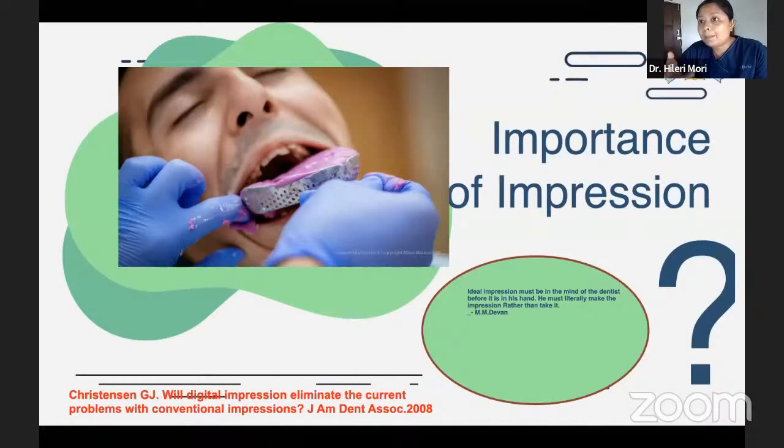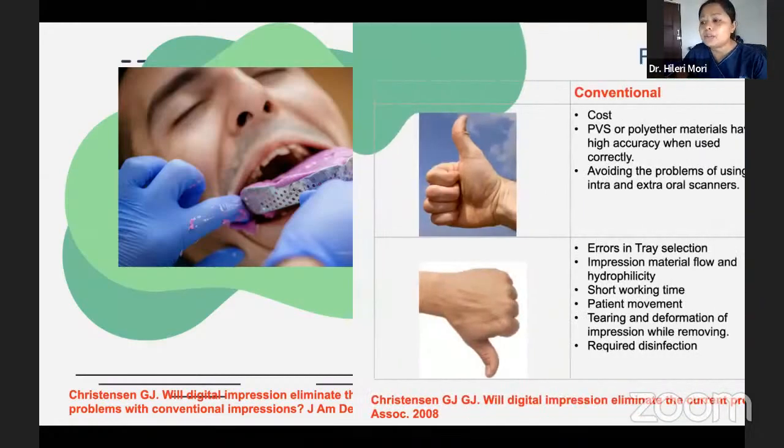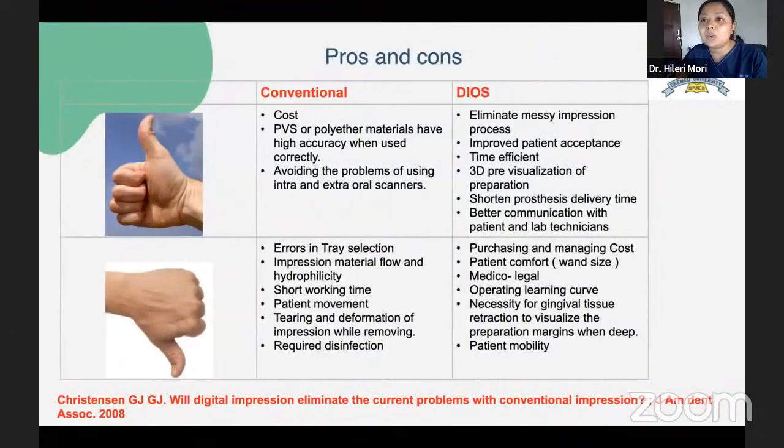Okay, you don't get a perfect impression on the first try. The importance of impression cannot be emphasized more. It is the most important thing when it comes to a successful prosthesis. So let's look at the pros and cons of conventional versus digital intraoral scanner.